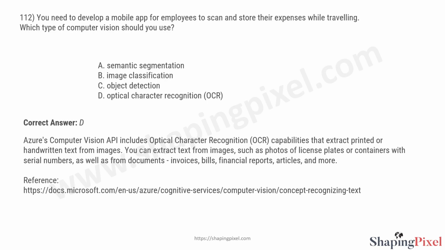Azure's computer vision API includes optical character recognition capabilities that extract printed or handwritten text from images. You can extract text from images such as photos of license plates or containers with serial numbers, as well as from documents, invoices, bills, financial reports, articles, and more.